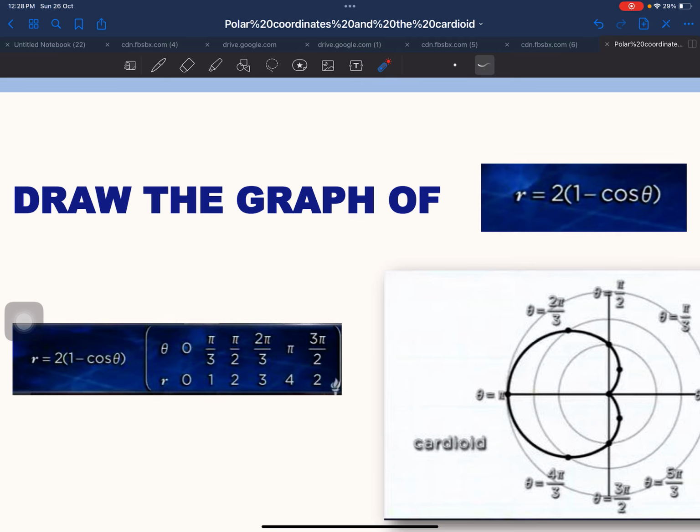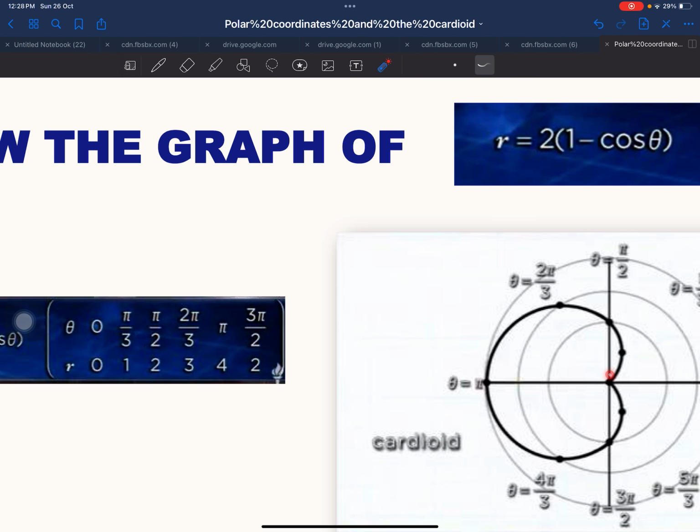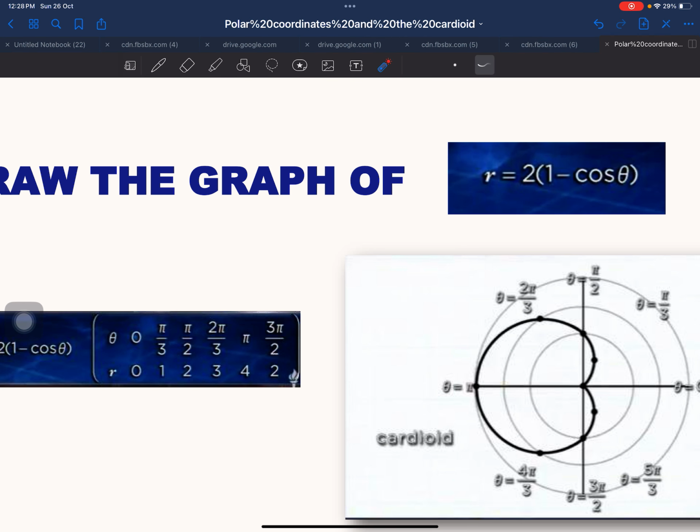Then you could keep generating these values, and then we connect them with a curve. The first point would be 0, 0, the origin. Then pi over 3 and 1. Pi over 3 is 60 degrees, so somewhere here, and the distance is 1, so this is the point. Then pi over 2 is 90 degrees, so it's along the positive y-axis, and 2 units, so the point is here.